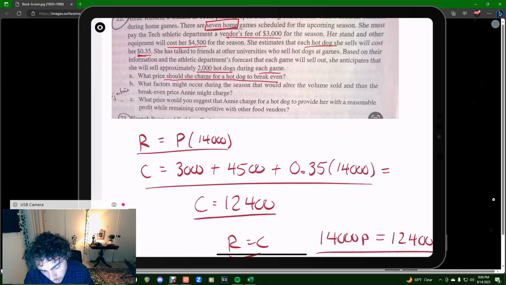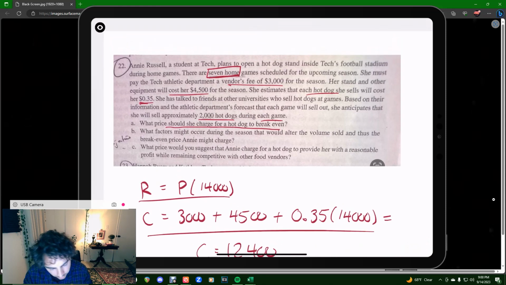Part B, they ask what factors might occur during the season that might alter the volume, and thus the break-even price Annie might charge. So what might occur? Maybe she doesn't actually sell 2,000 hot dogs each game. Maybe there's lesser attendance at each game, and that affects her hot dog sales. Maybe a game gets rained out or stormed out, and they don't end up having 7 home games. So those are some factors.